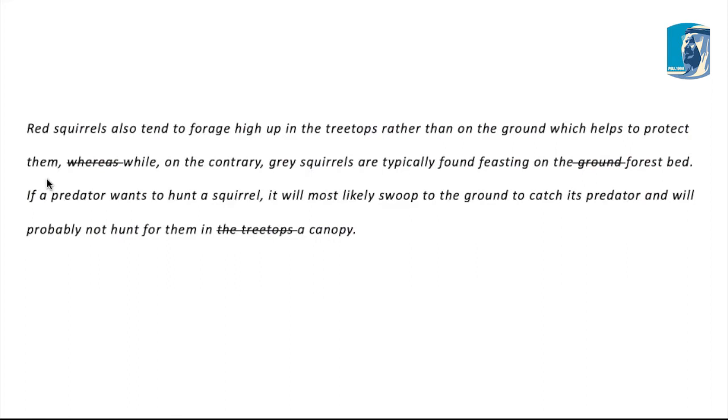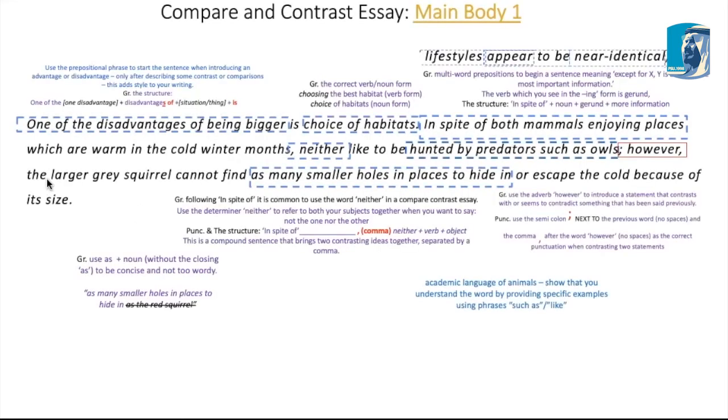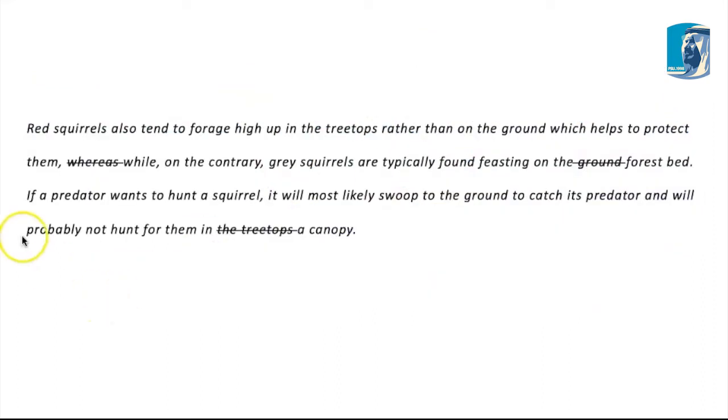So we've mentioned something about the habitat being the same. They don't like having predators, but we've also mentioned something of contrast. So we've got something the same here. They both don't like to be hunted by predators in the place that they live. They both like warm places in the cold winter months. But we will also want some contrast. The grey squirrel can't find smaller holes, but what about the red? What about the red squirrel? Mention that clearly.